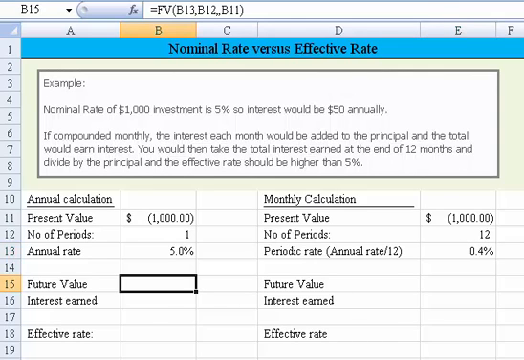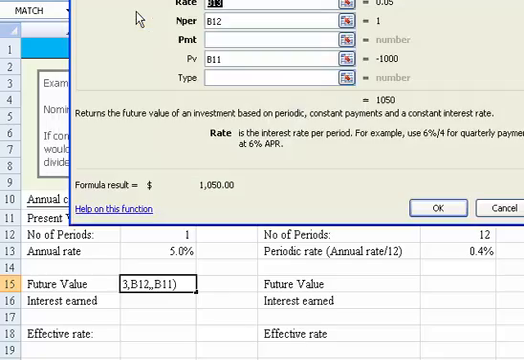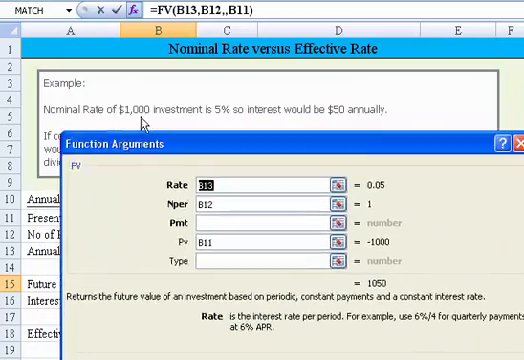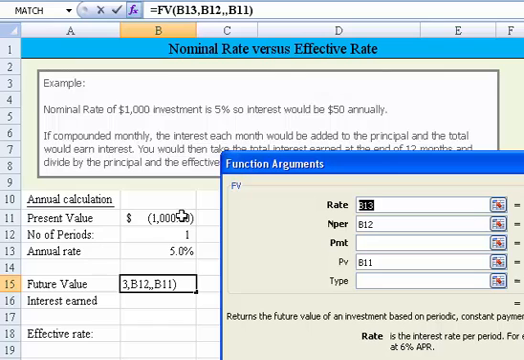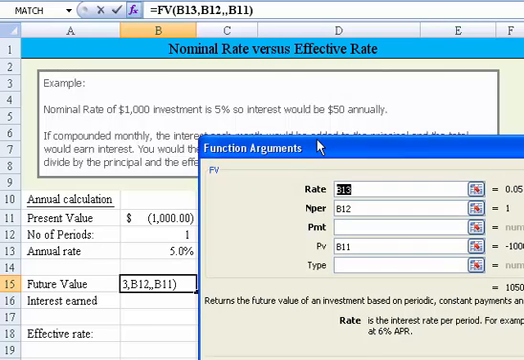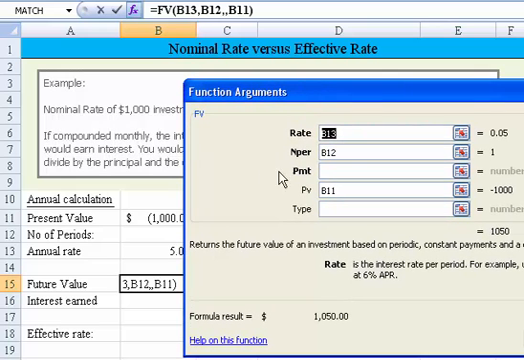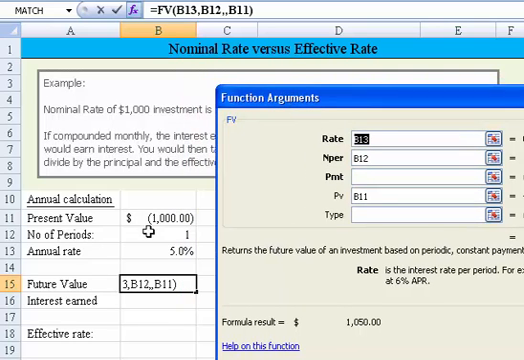Okay, then the future value, I'm going to use a financial function to find it, and you see it here, the future value function. Now, if I hit this function button, we get the function arguments, and you can see where I'm pulling it in. Cell B13 is the rate. Let me slide this over so you can see it. I don't want to hide it too much. Okay, so the rate is 5%. The number of periods was given in B12, which is 1.